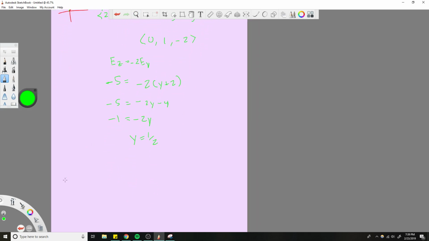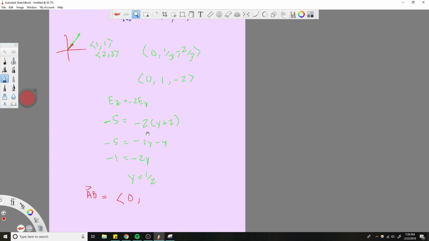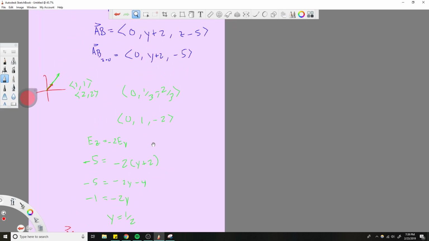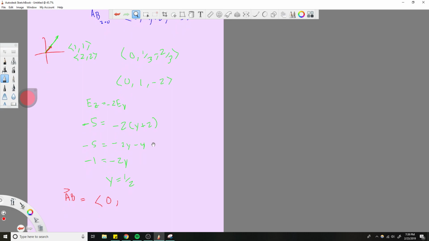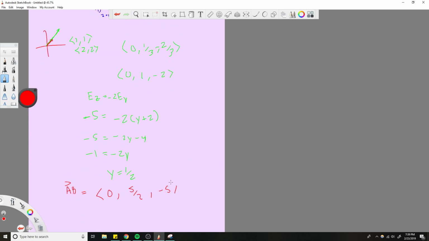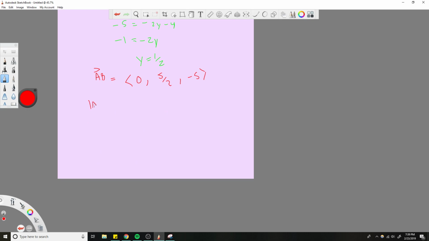Now you could put, I'm doing red now, AB without any variables will give you 0, 1/2 plus 2. That's 2/4 plus, wait, 1/2 plus 2 is 4/2 plus, it'd be 5/2. And then -5. Then you can find the magnitude. I'm running out of space, people. Magnitude would be something here.